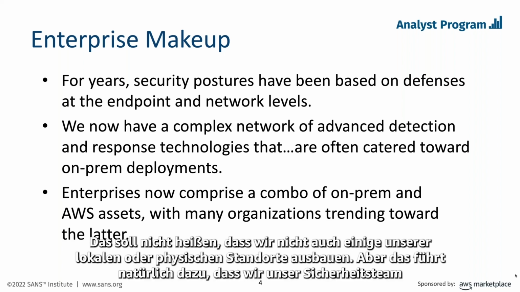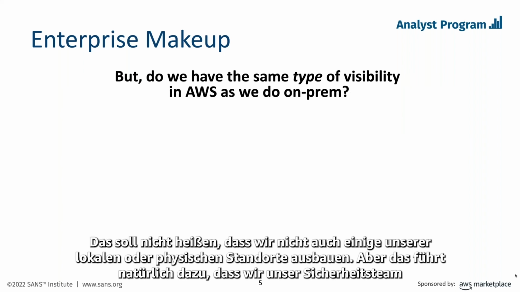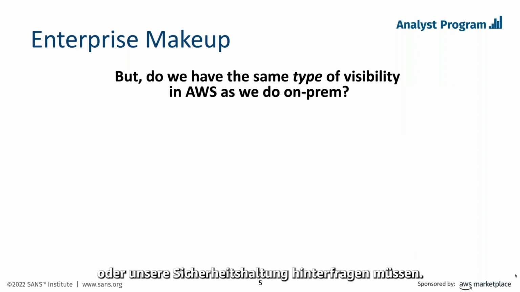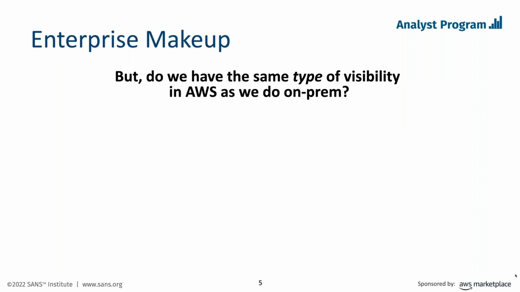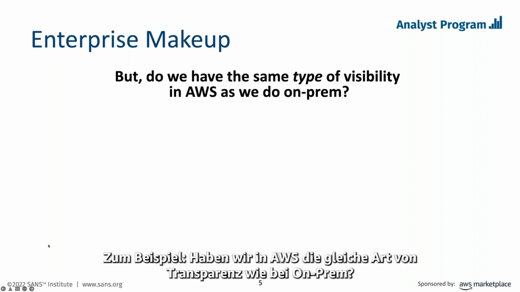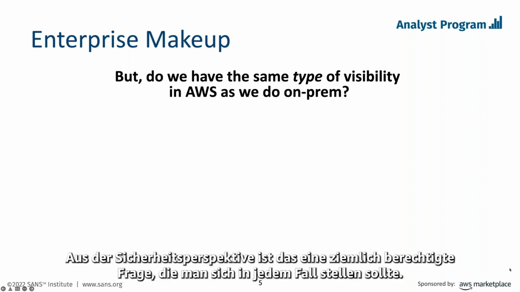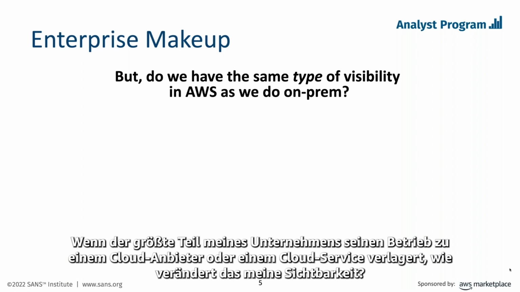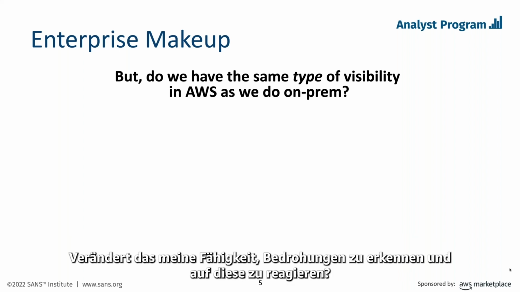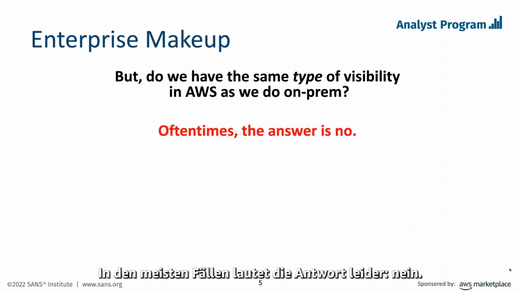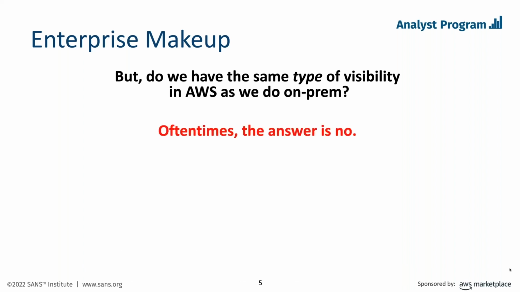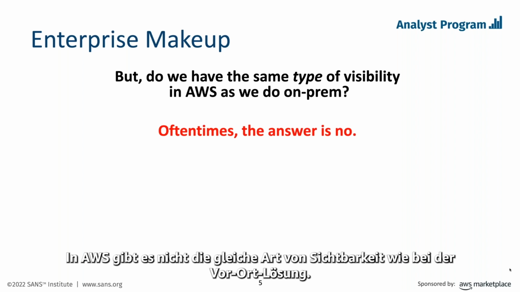Now, that's not to say that we aren't expanding some of our on-prem or physical footprint, but of course, that creates a few things that we need to ask our security team, or things that we need to ask our security posture. For example, do we have the same type of visibility in AWS as we do on-prem? From a security perspective, I think that's a pretty valid question to be asked. If most of my organization is moving their operations to a cloud provider or a cloud service, well, how does that change my visibility? How does that change my ability to detect and respond to threats? Most of the time, unfortunately, the answer is no. There is not the same type of visibility in AWS as we have on-prem.